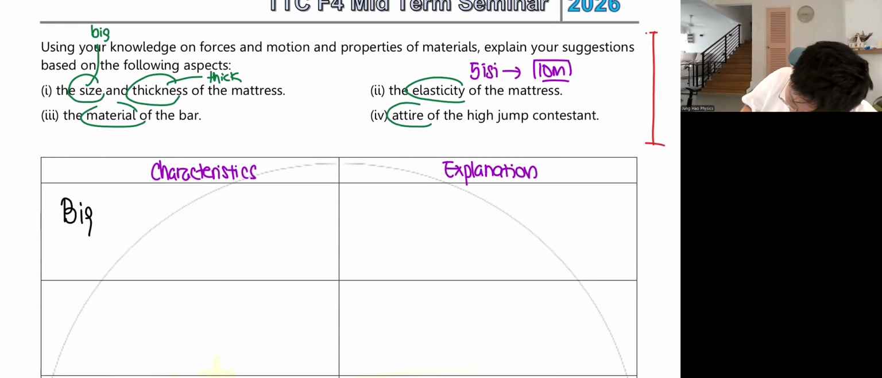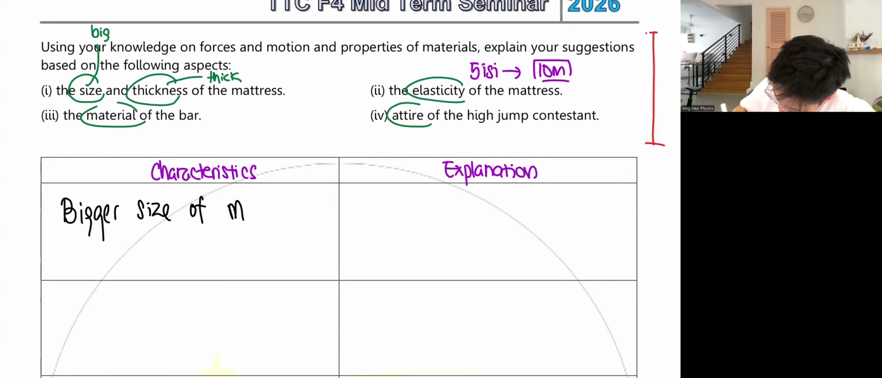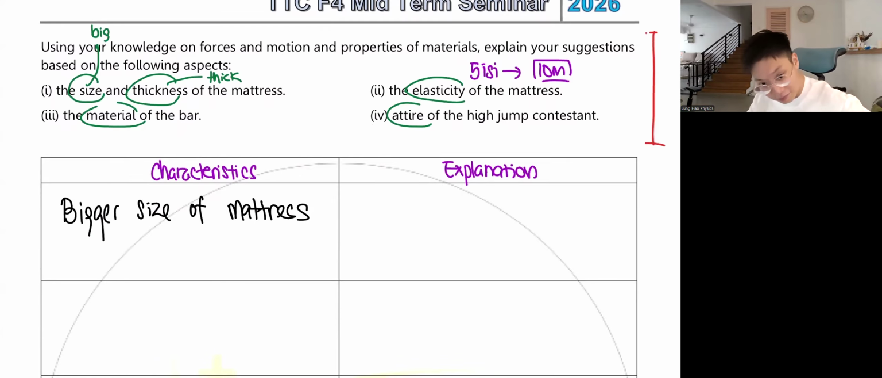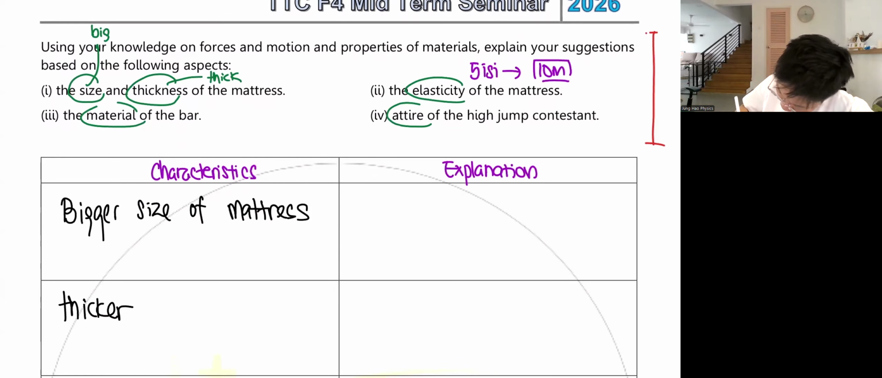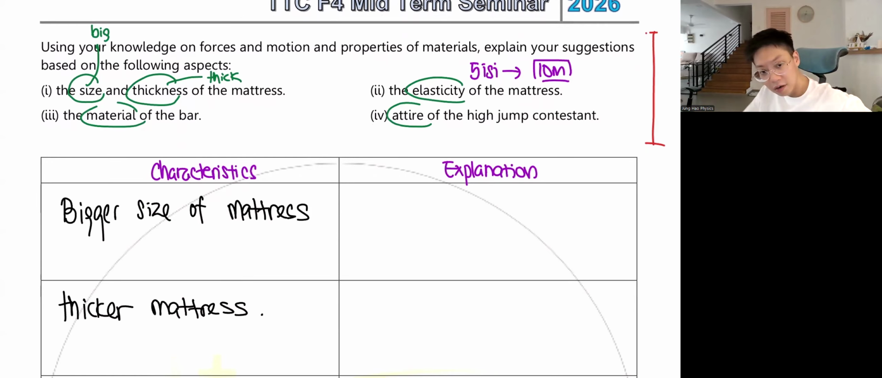Now, so okay guys, let's write this out. So what we want here is that we want a bigger size of mattress. You technically want a bigger size of mattress. Then after that, here you also want a thicker mattress. Now, guys, what is the explanation?